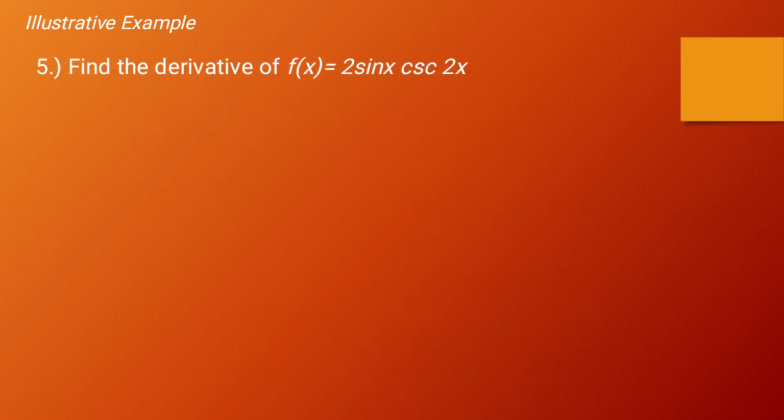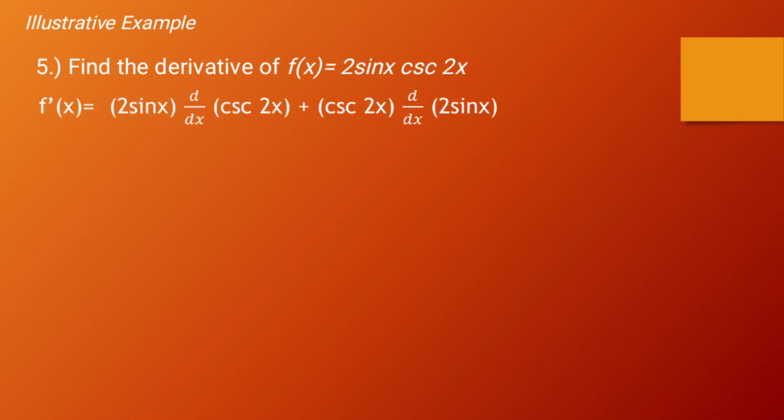Okay. And for our last example, find the derivative of f of x is equal to 2 sine x cosecant 2x. See how we are going to apply again the product rule. So we have the first term 2 sine x times the derivative of our second term, cosecant 2x, plus cosecant 2x times the derivative of our first term, 2 sine x.